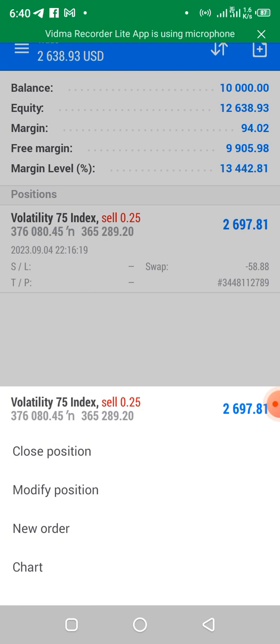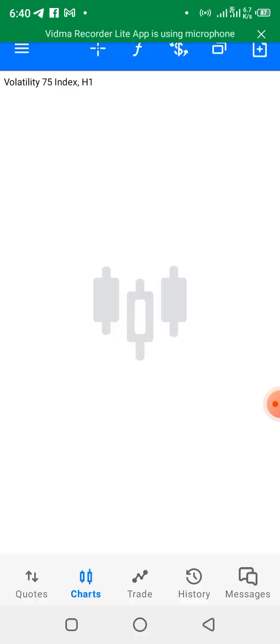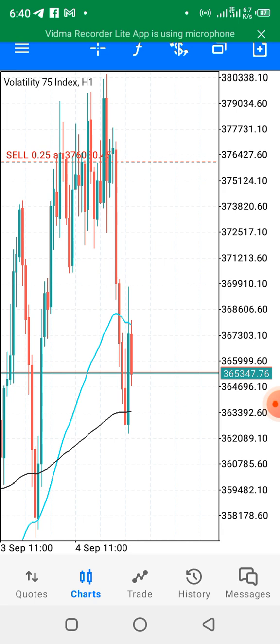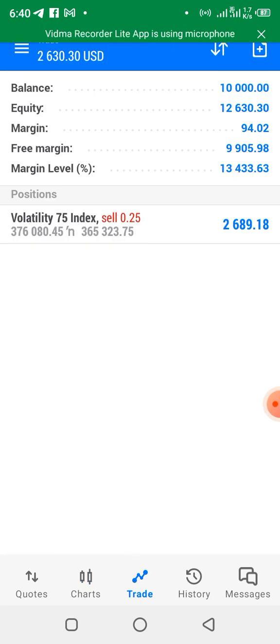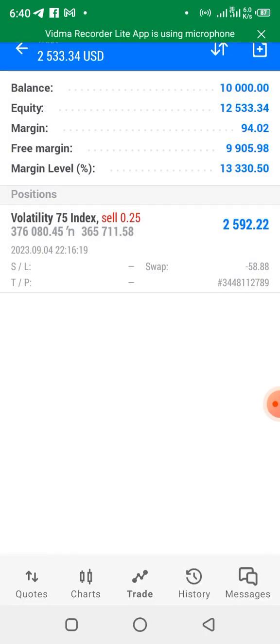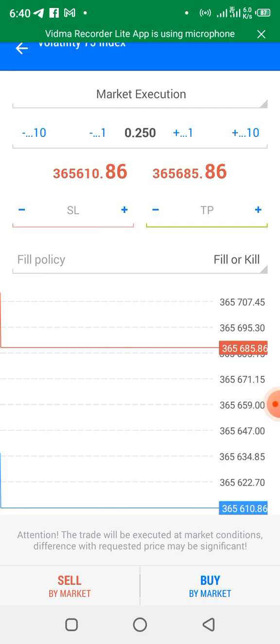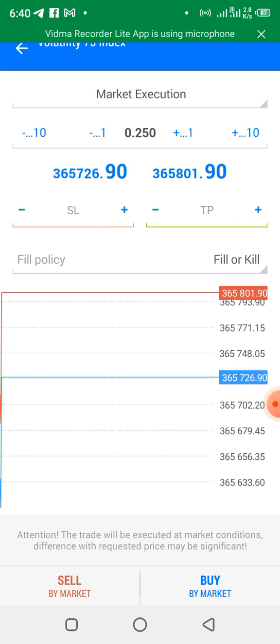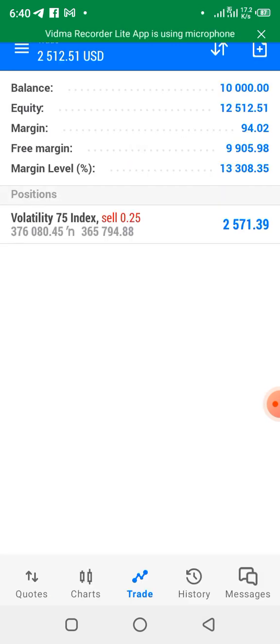If you click on chart, it will take you to the chart where we analyze this trade. You can see the option for chart is highlighted, right? Good. So let's go back to trades. When you go back to trades, you click and hold here. This will come up again. All right. You click on new order. New order is, oh, I want to take another trade. You either buy or sell. All right. Good. So let's go back.